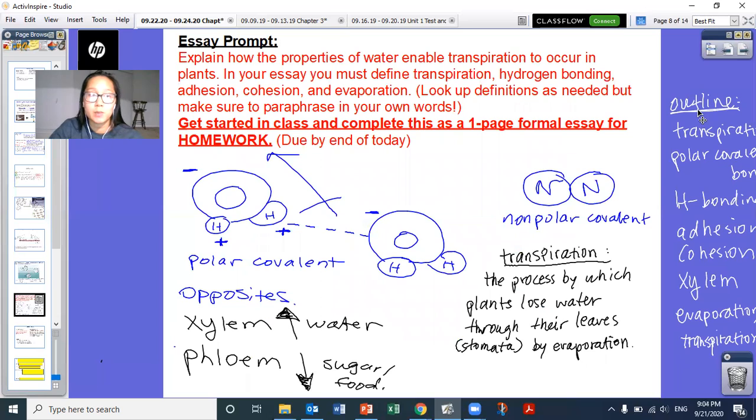The outline that I think is best for y'all to follow when you're writing this essay is to define transpiration, define polar covalent bonds, then hydrogen bonding resulting from polar covalent bonds, then talk about what adhesion is, what cohesion is, how the xylem structure is important to transpiration because of what is moving through it, aka water, what evaporation is, and then what transpiration is as a process that makes use of all of these other terms. So again, that's the structure that makes the most sense to follow. If you come up with your own structure and it makes sense to you, that's totally fine as well. But again, this is due at the end of class today.